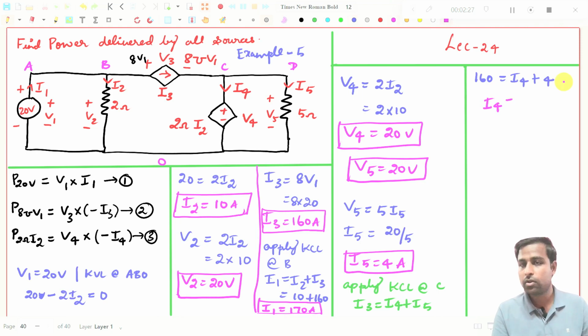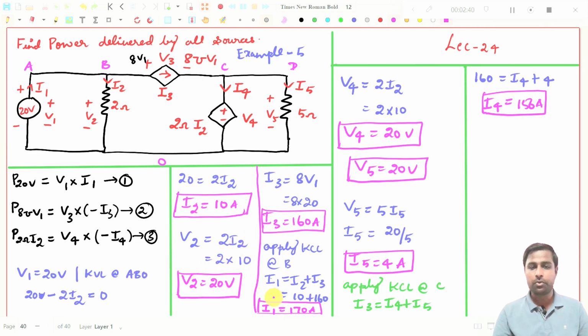I4 should be equal to, if I minus this, 156 amperes, right? So it should be 156 amperes. So you see, we have found all the values now. We know I1, I2, I3, I4, I5, and V1, V2, and you need to find V3. We have found V1 is 20 volt, V2 is 20 volt, V4 and V5. All the values we have already found.